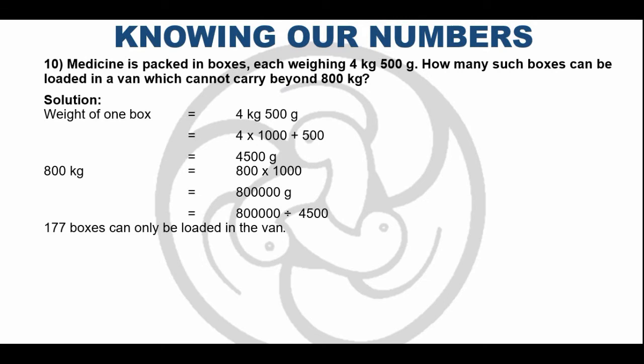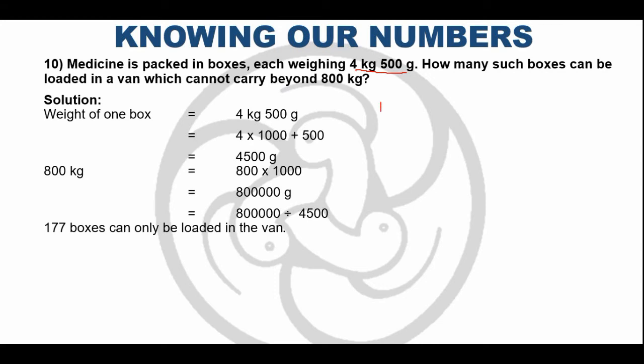So there is one van. In this van, how much load can we load? 800 kg we can load. So the question is, how many boxes can we load into the van? The weight of one box is 4 kg and 500 grams. Here two units are given, one in kg, another in grams. So I am converting the kilograms into grams.